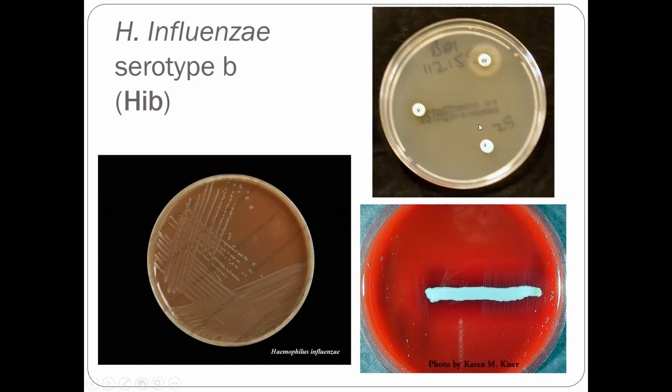This guy needs 2 factors to grow on a regular TSA agar, which are the X and V factors. X factor is hemin, and the V factor is NAD, nicotinamide adenine dinucleotide. It's an electron carrier. So they need 2 factors called XV factors. Now, this pathogen also has a very special characteristic.